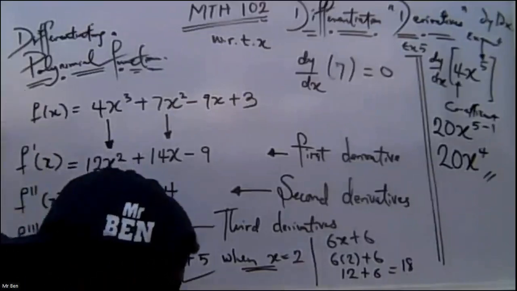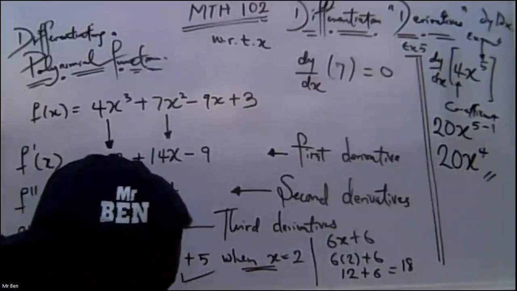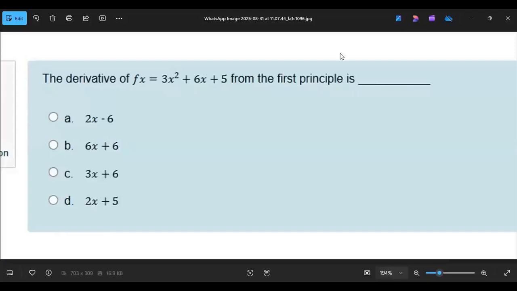So I want to share the question with us again. Now this is the question. The derivative of f of x is 3x squared plus 6x plus 5. From the first principle, the answer is 6x plus 6. Option B is the correct answer. Now, if you are given when x equal to 2, that is a condition whereby you have to substitute x with 2, replace x with 2. They can say when x equal to 1, replace x with 1. They can say when x is equal to 3, replace x with 3. So the reason why I'm telling you all this is this.